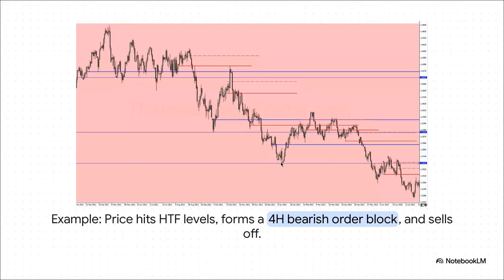Just take a look at this textbook example. You can see price rallies precisely up to that area where the monthly and weekly resistance levels converged. Then, right at that level, it forms a crystal clear 4-hour bearish order block. And boom, the price just falls off a cliff. This is the model in action. Strategic patience followed by tactical, precise execution.